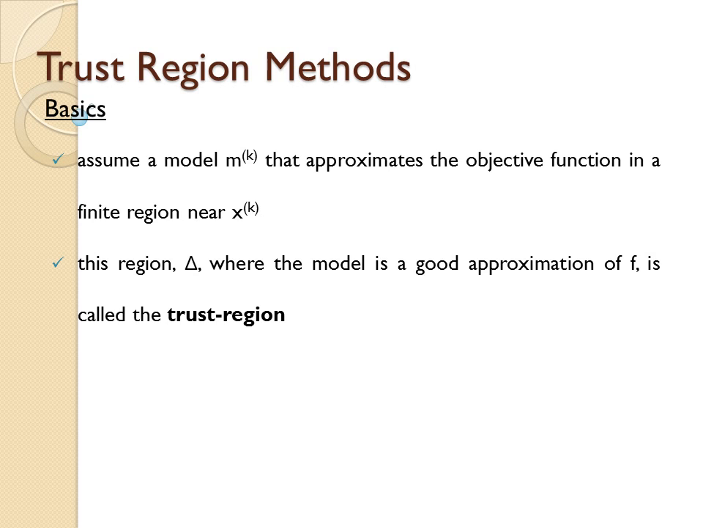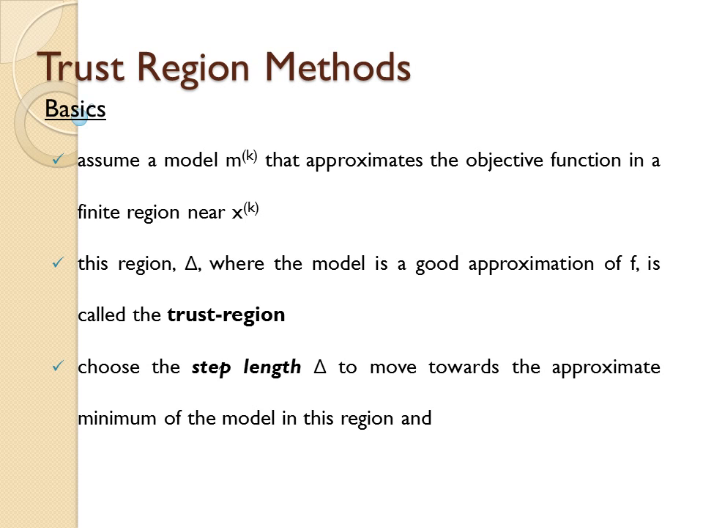Now, let's talk about a few basics of trust region methods. Trust region methods assume a model Mk that approximates the objective function in a finite region near xk. This region, delta, where the model is a good approximation of f, is called the trust region. These methods choose the step length delta to move towards the approximate minimum of the model in this region, and also update it at each iteration using heuristics.